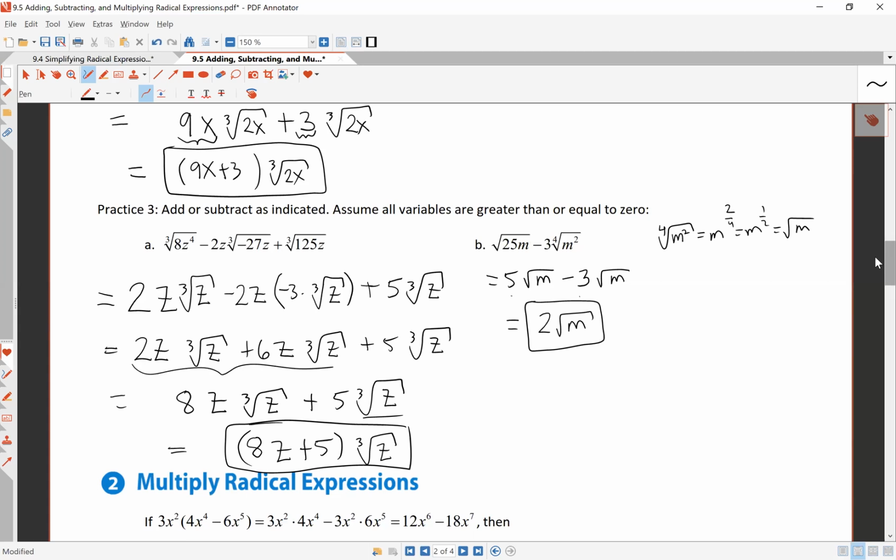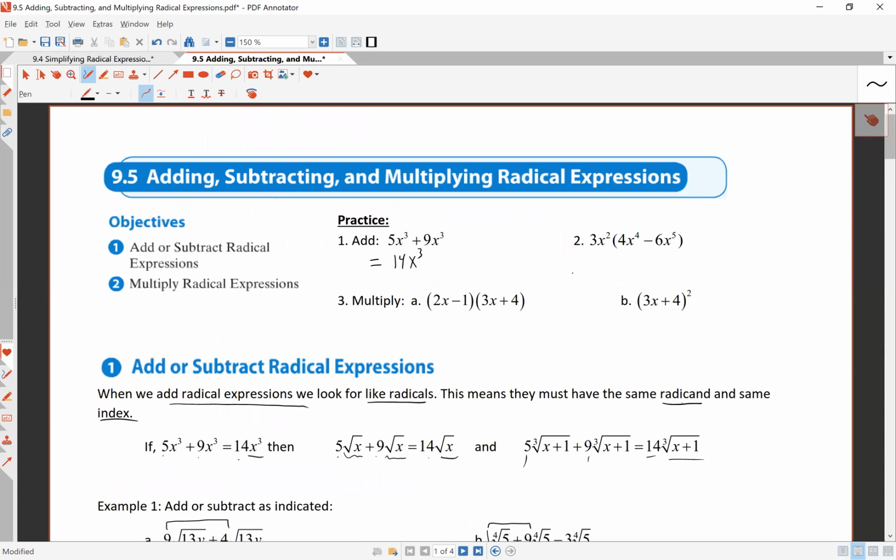This concludes the video for section 9.5, adding, subtracting, and multiplying radical expressions. Objective 1, add or subtract radical expressions.